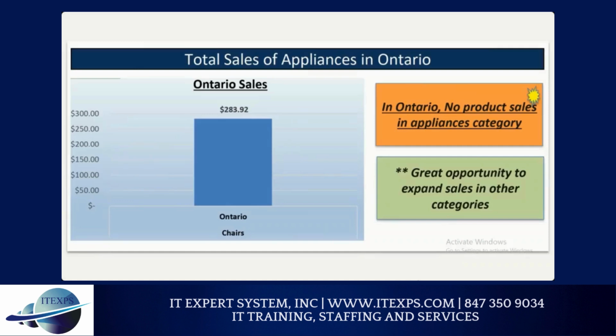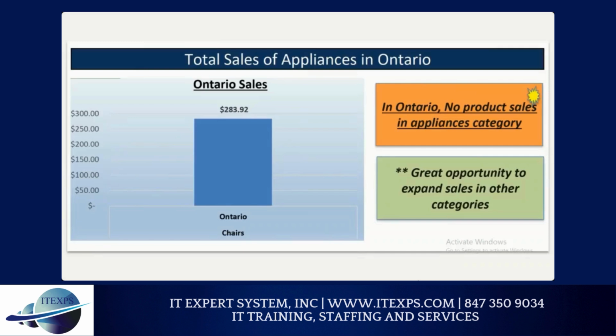The next one is how the sales of appliances are happening in Ontario. When we analyzed our data, we could see that there are no sales on appliances in Ontario. We couldn't find anything in Ontario other than the chairs category in furniture. It costs around $283.